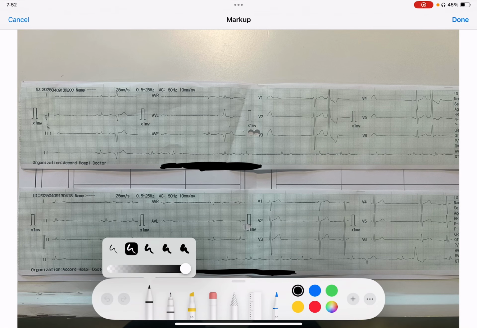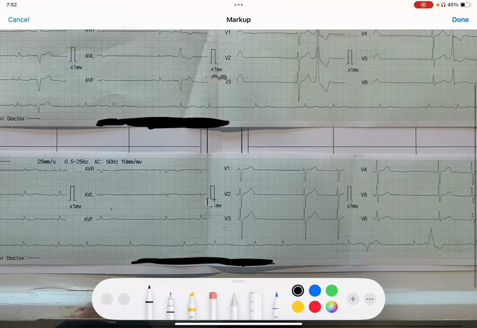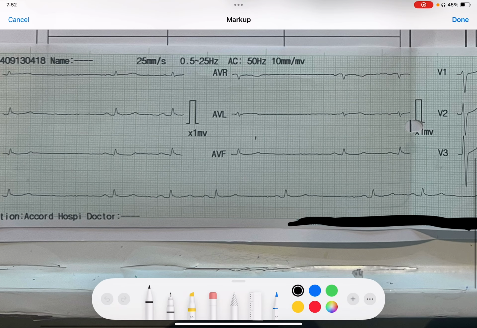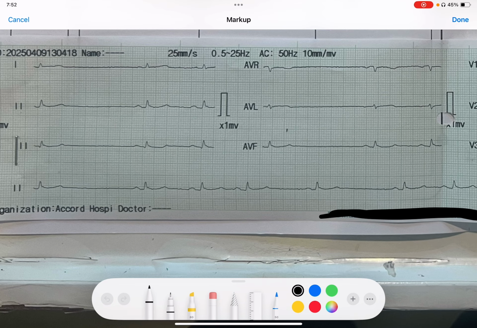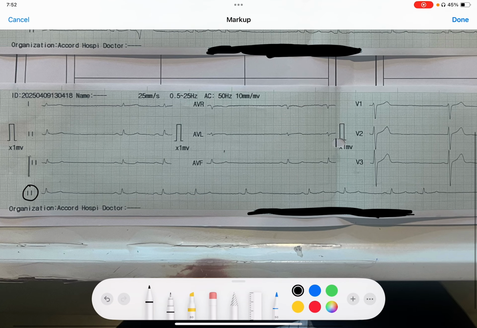Now, this is a very interesting ECG. You can simply pause and try to find out what the problem is in this ECG. Now, when we zoom in to lead 2, we can simply try to follow the ECG findings.